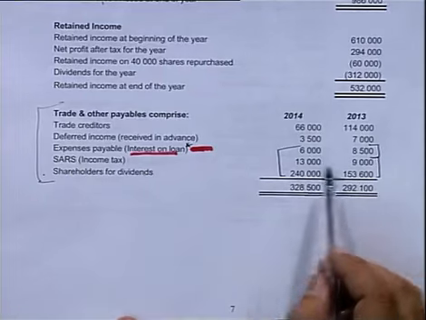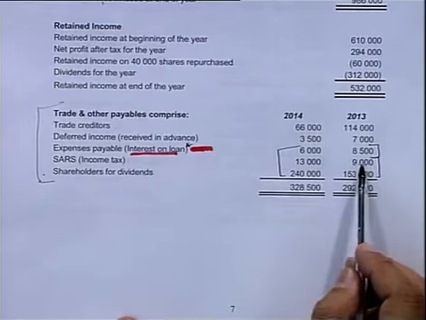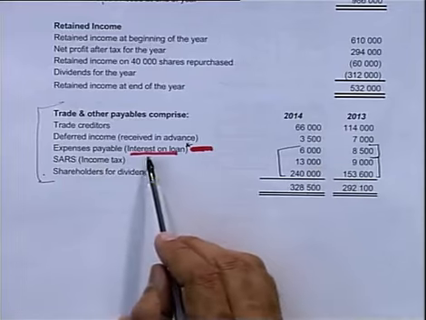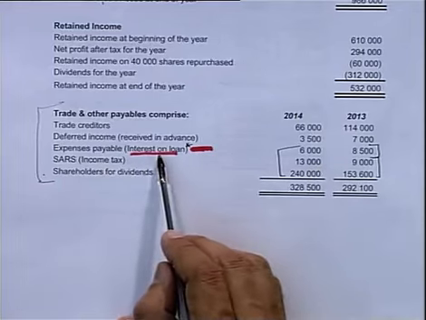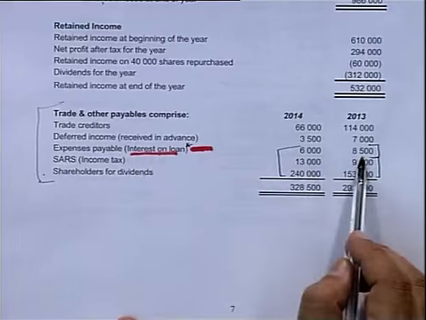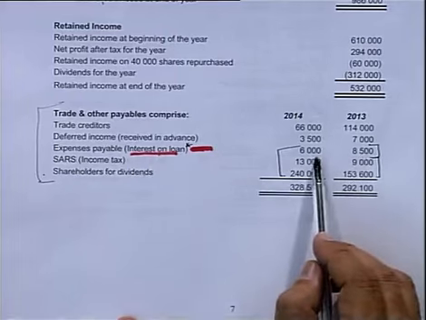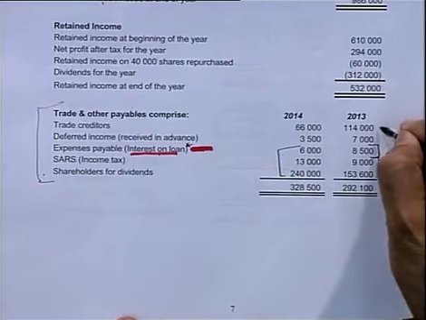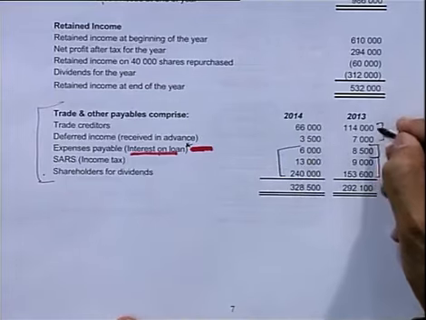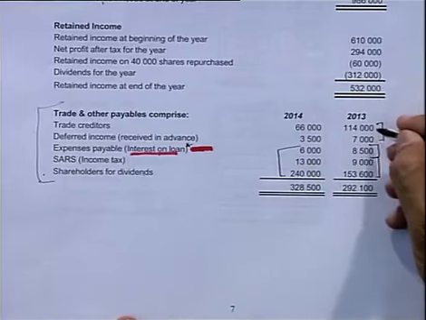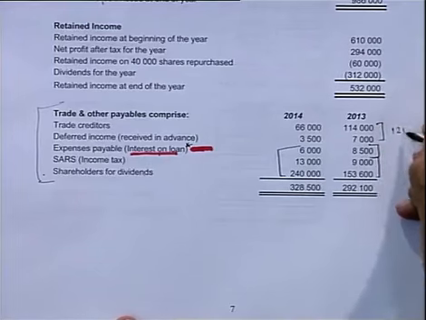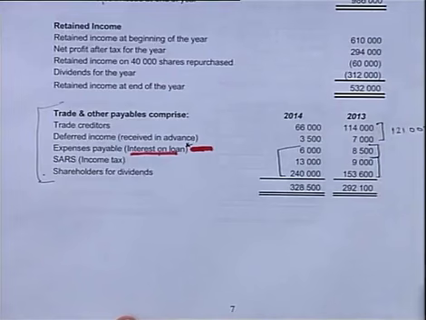We have to discard the SARS balances, because later we'll use it to calculate the income tax paid. And because they give us the interest on loan, which means everything wasn't paid, so now we'll have to use those two figures to calculate the interest paid. So now receivables will only consist of these two items, which is the 114,000 and the 7,000, which is trade creditors, and income received in advance.